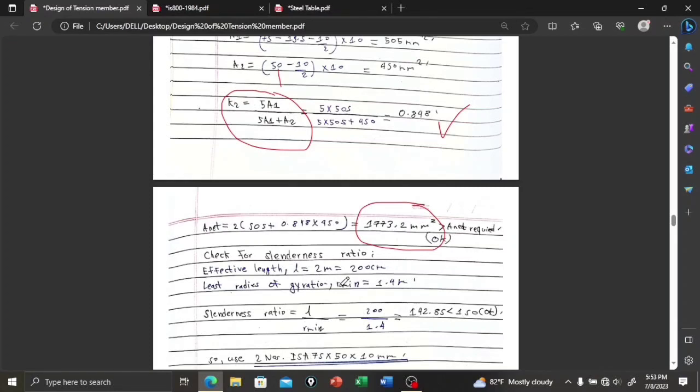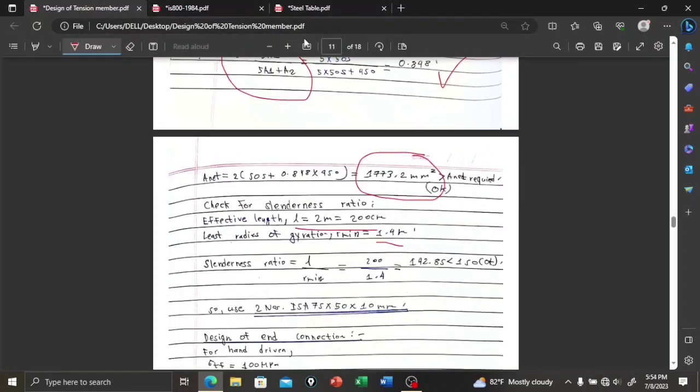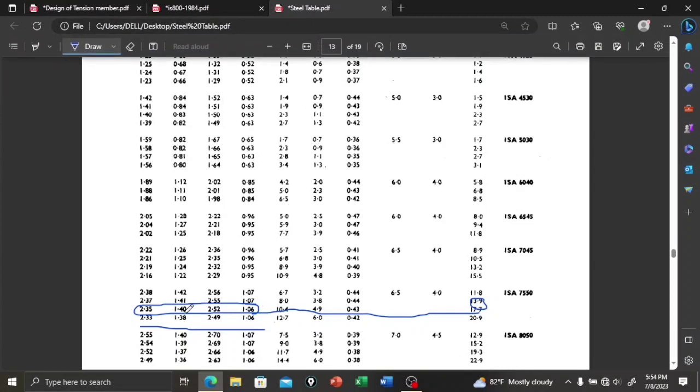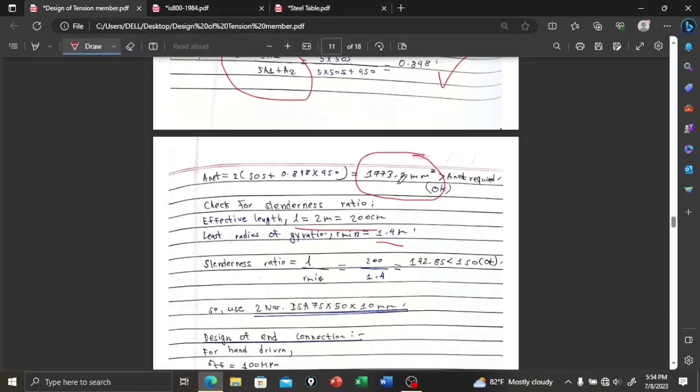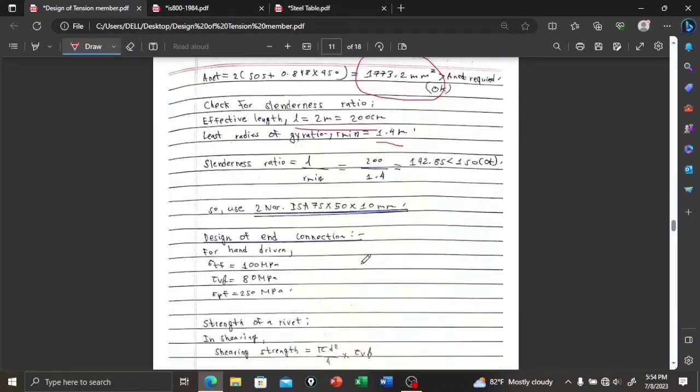Okay, since length is given, we must calculate the slenderness ratio. R min for this case is this. It is the minimum of this value. You can also choose this. So it is less than 150, so okay.